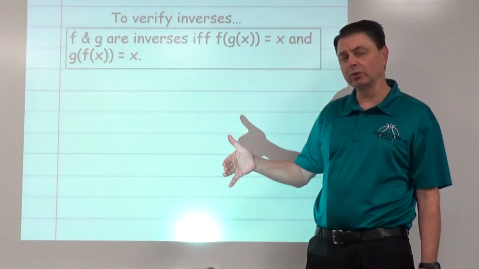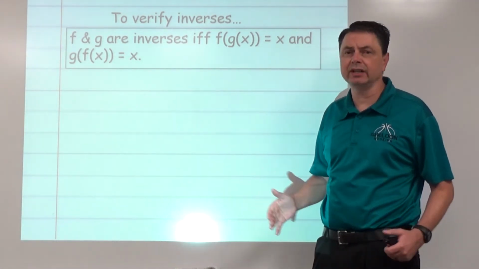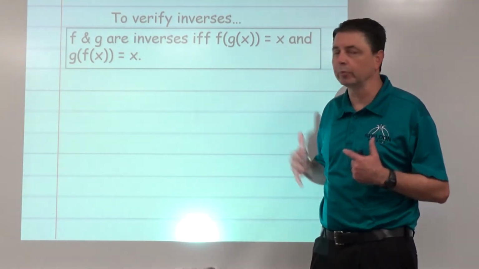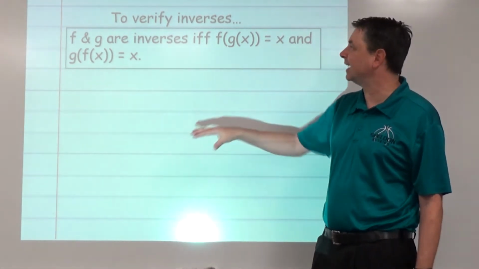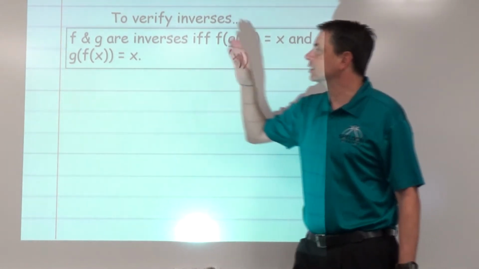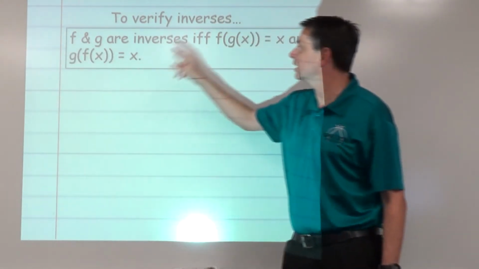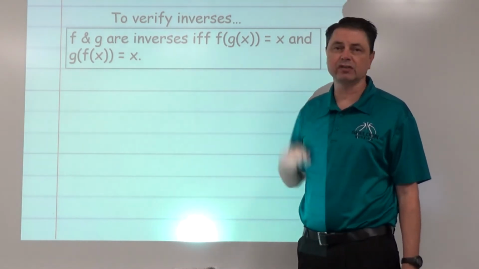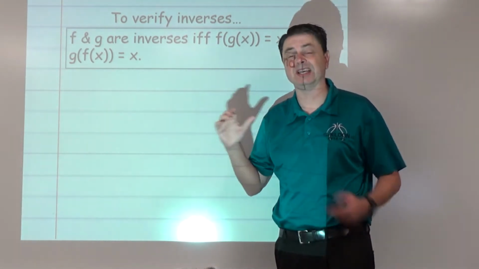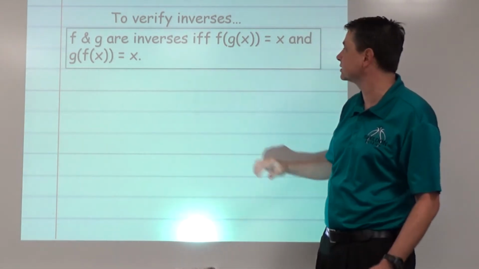All right, the next thing we would want to do besides being able to find an inverse is to verify or prove the two functions are inverses. And we do so by the definition here. Two functions f and g are inverses if and only if, meaning the if-then statement runs both directions.